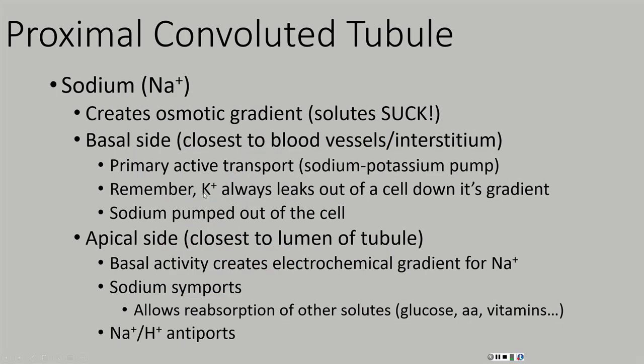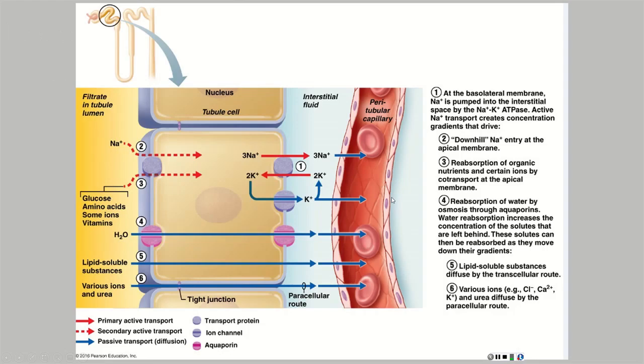Now remember, potassium is always leaking out of every cell in our body down its gradient. It leaks in through its electrical gradient, but out through its concentration gradient. So potassium, once it's pumped in, it leaks out. And then we pump it back in, and it leaks back out. That seems kind of counterproductive. Why do we do that?